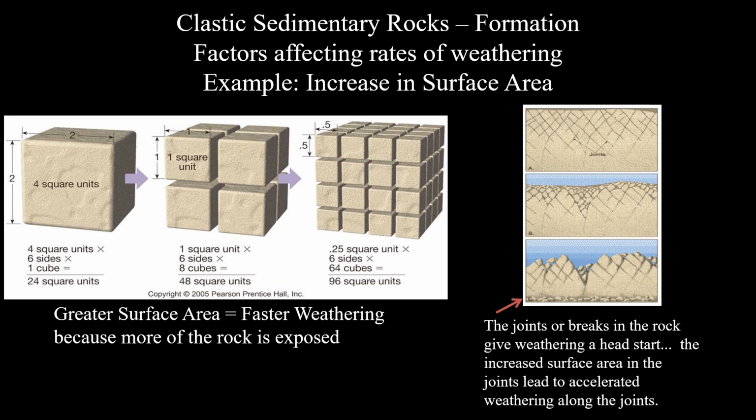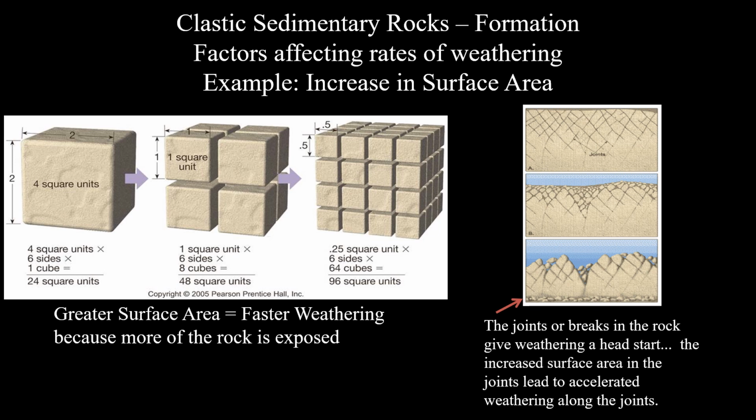And because rocks are relatively solid, not a lot of water or air is penetrating inside the rock. So almost all of the weathering is occurring at the surface. And if you increase the surface area, what you do is you increase the rate of weathering. And if you increase the rate of weathering, you increase the surface area. So this is a positive feedback loop.